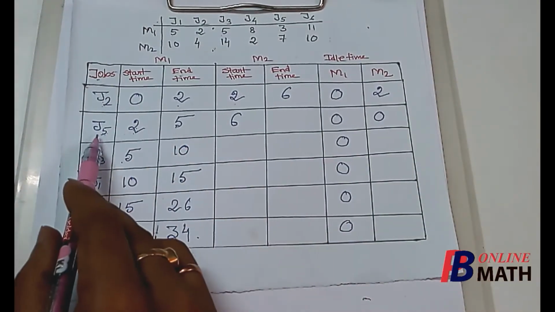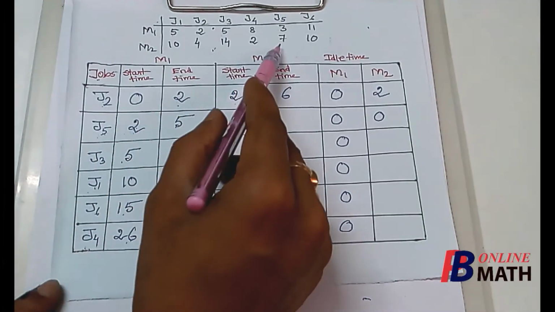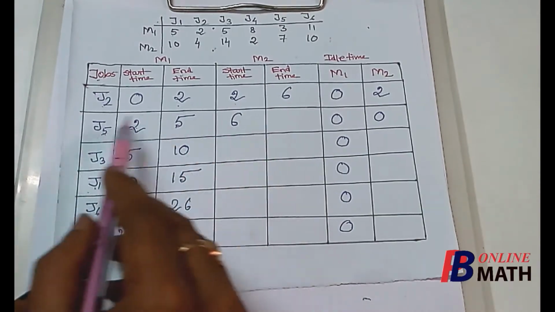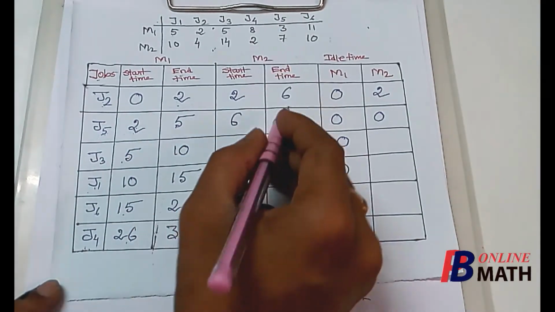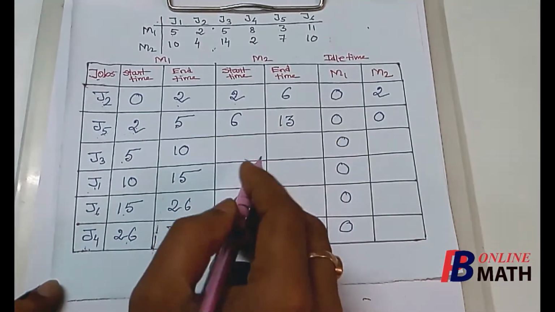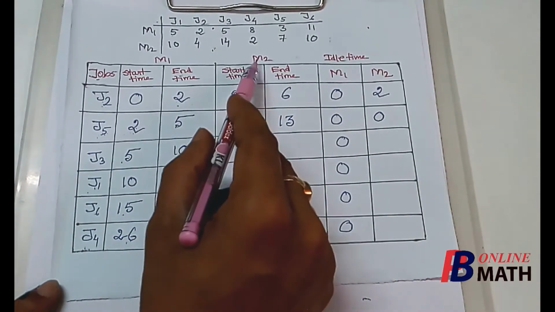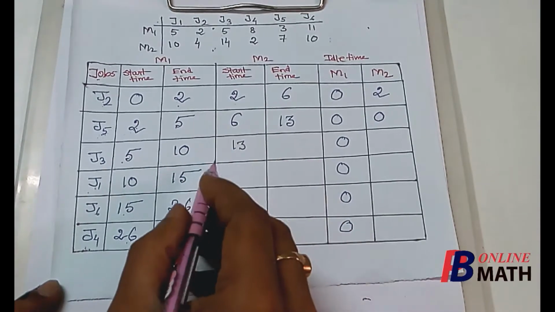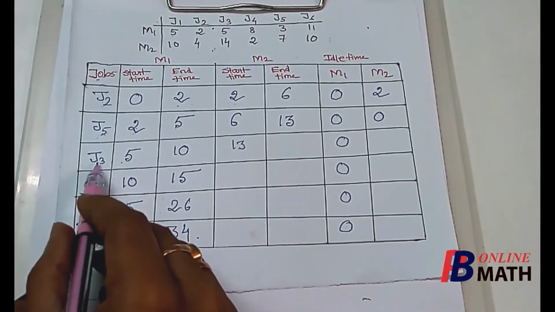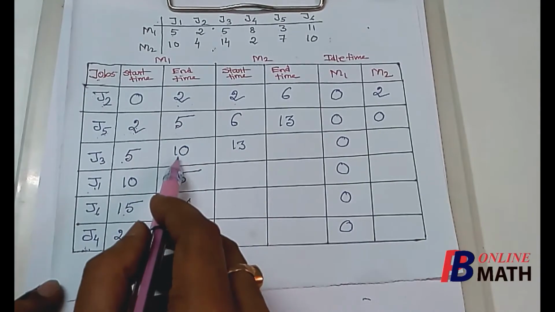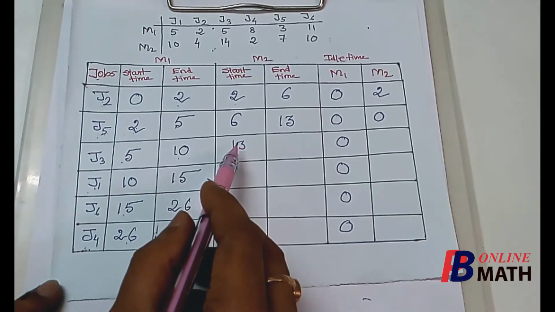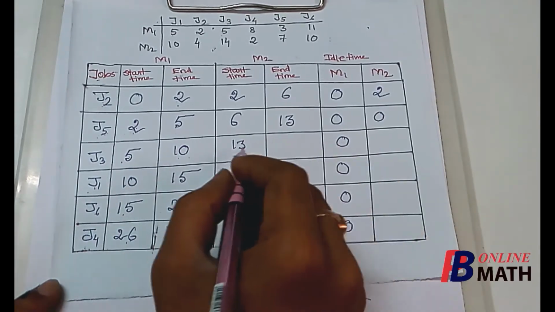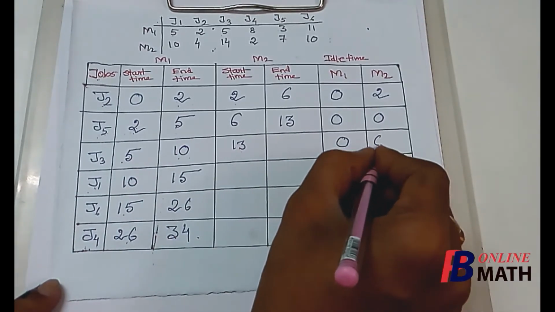Next, the job J5 takes 7 units of time to process on machine M2. So the end time for J5 is 6 plus 7, which is 13. So the start time for the next job on M2 is 13. And the next job is released by M1 after 10 units of time. So it can immediately start processing the next job. So in this case also the idle time is 0.